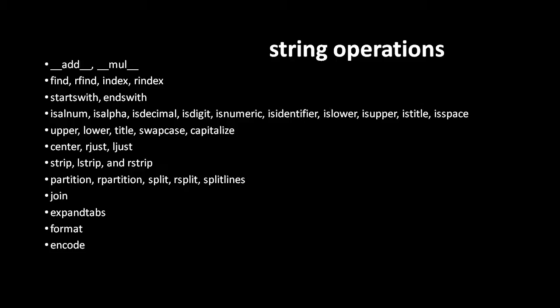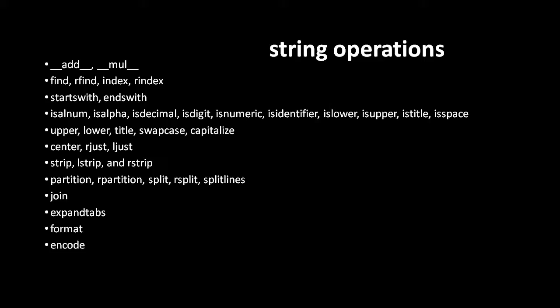The mul method, the multiplication operator method, will multiply a string times a number, producing a string which is a concatenation of that string with itself as many times as is specified by the number. So if you have the string foo and multiply it times 7, you get a string reading foo foo foo foo foo foo foo, the original string foo repeated 7 times. And again, this doesn't modify the existing string, it returns a new string. The original string object remains just as it was.